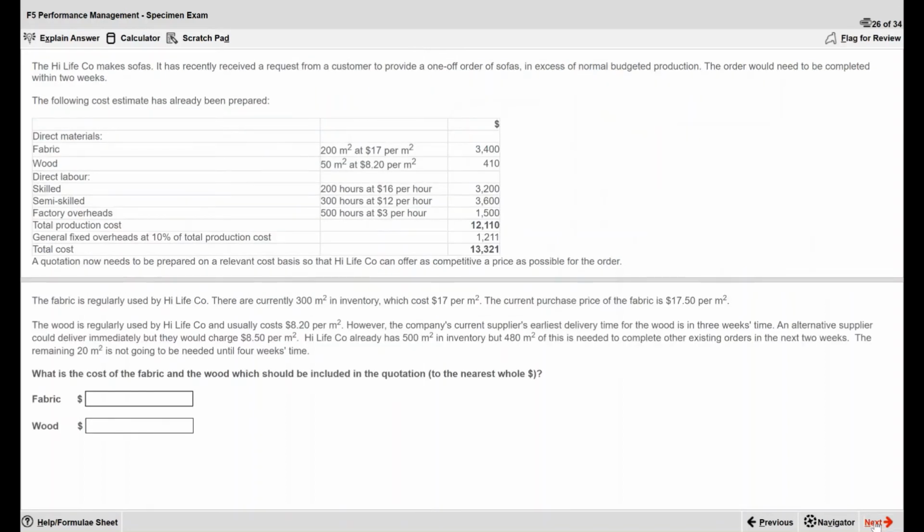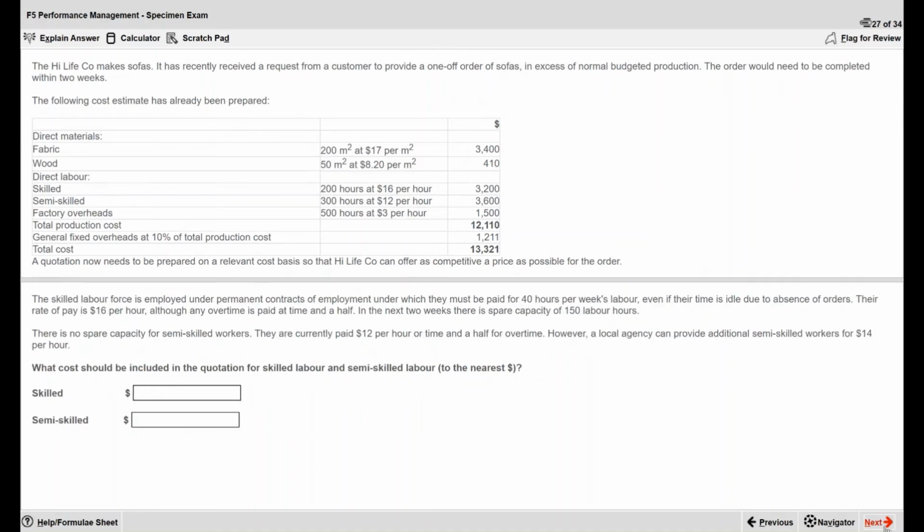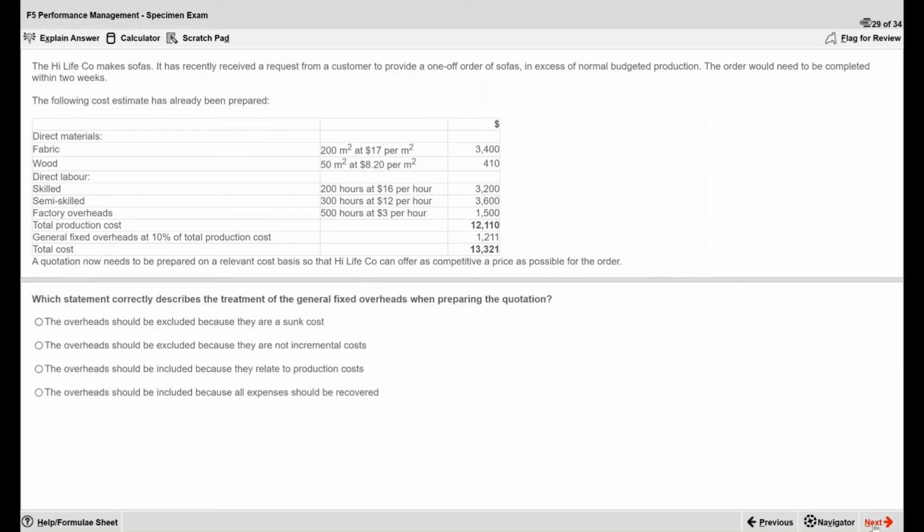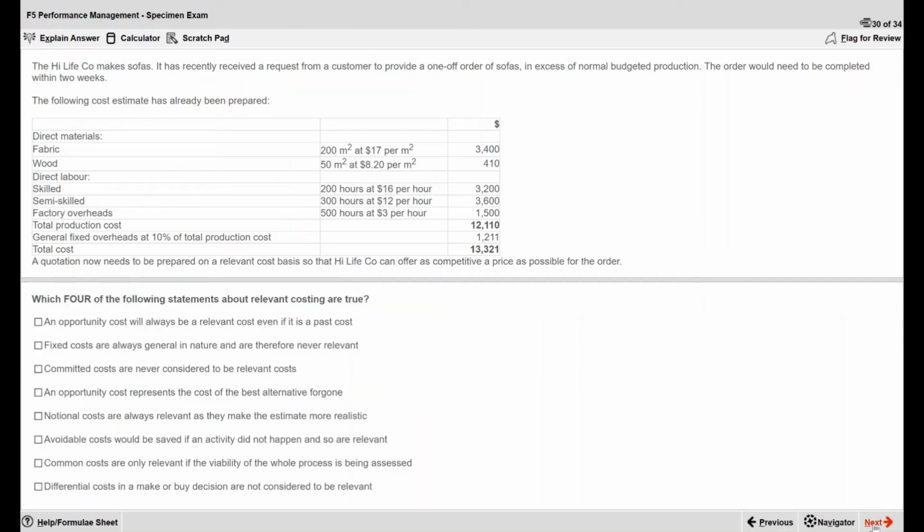Okay, let's look at another question. First requirement, what is the cost of fabric and wood which should be included in quotation? What cost should be included in quotation for skilled labor and semi-skilled labor? What is the cost which should be included in quotation for factory overheads? Which of the following statements describes treatment of general fixed overheads when preparing quotation? Which four of the following statements about relevant costing are true?